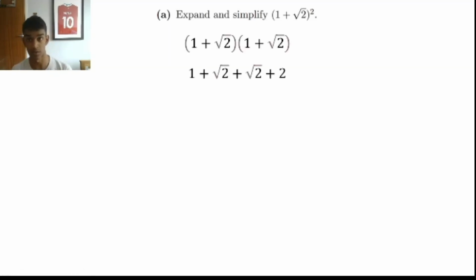So 1 times 1 is 1, root 2 times 1 twice is 2 root 2, and root 2 times root 2 is 2. Collecting all the like terms together, we get 3 plus 2 root 2. You may be wondering why this is even part of the question, but it will become more clear later on. So let's move on to part B, considering part A was a bit too easy.